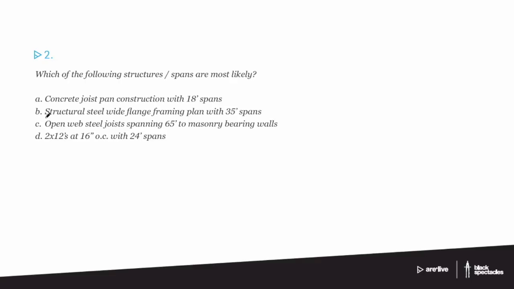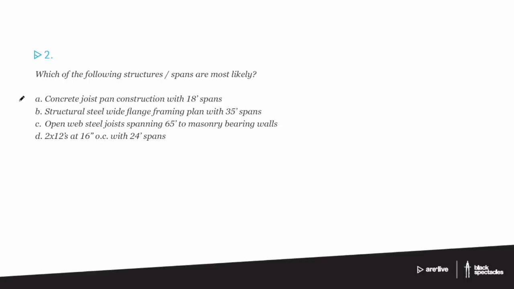Okay, let's go to number 2. Which of the following structures spans are most likely? So we have concrete joist pan construction with 18-foot spans, structural steel wide flange framing with 35-foot spans, open web steel joists spanning 65 feet to masonry bearing walls, and 2x12s at 16 inches on center with 24-foot spans. This is kind of an odd question. If you look through the program and the plans, you'll see dimensionally a bunch of opportunities to answer this from a number of different angles.